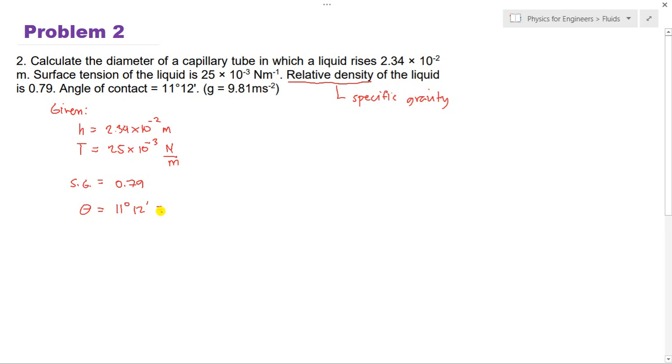We convert it into decimal, so you can type it in your calculator. That is 11.2 degrees. Then we're going to use g equals 9.81 meters per second squared. Then required: we are required to solve for the diameter.